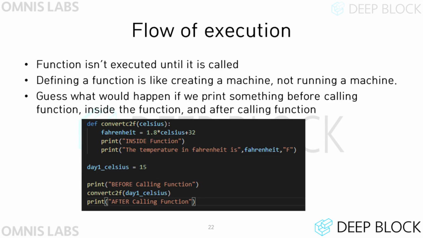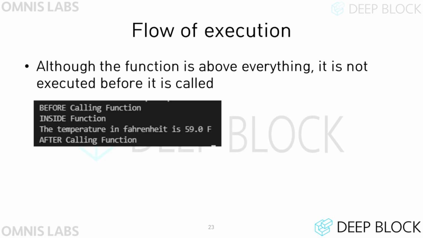Take a look at the following code and guess which strings will be printed in which order when you run this program. First, let's look at the execution result. You can see that the function is defined at the top, but the function is not executed until it is called. And you can see the strings are printed in the order of before, inside, after.